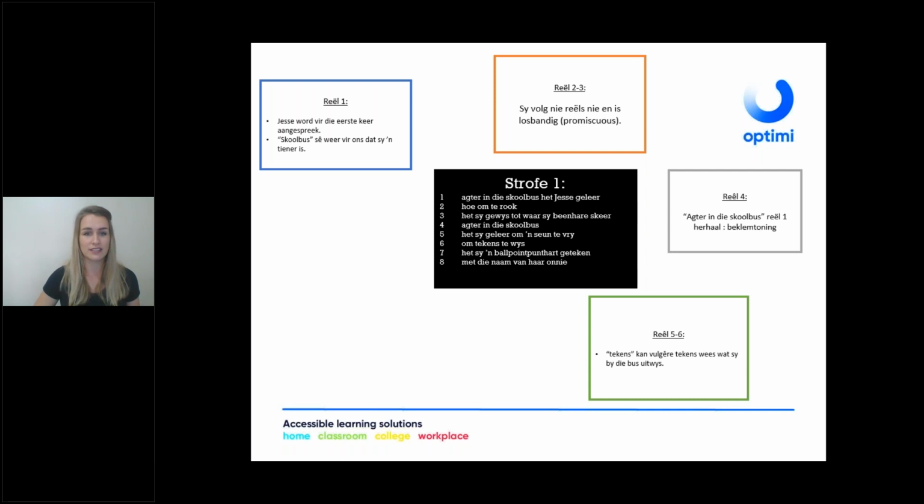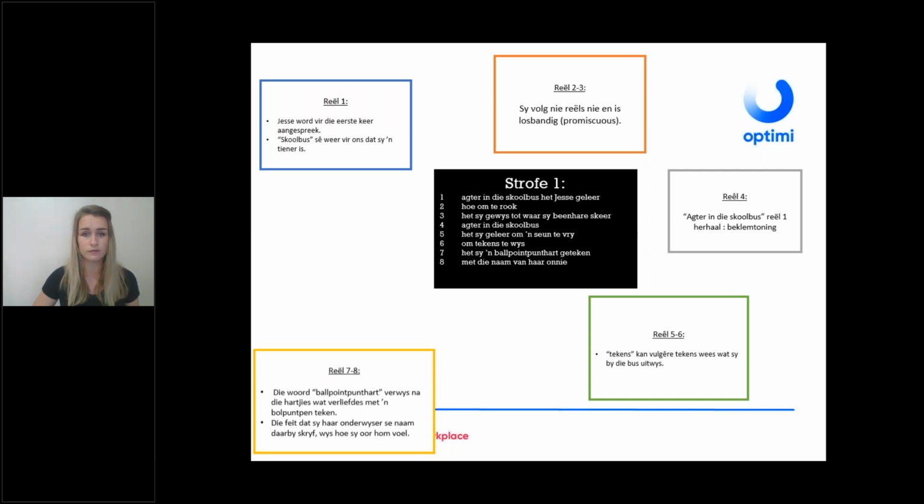Reël 5 tot 6. Het sy geleer om 'n seun te vry, om tekens te wys. That's where she learned how to French kiss a boy and to show signs. Om tekens te wys beteken to show signs. This might be vulgar signs that she showed to cars driving past the bus from the window.